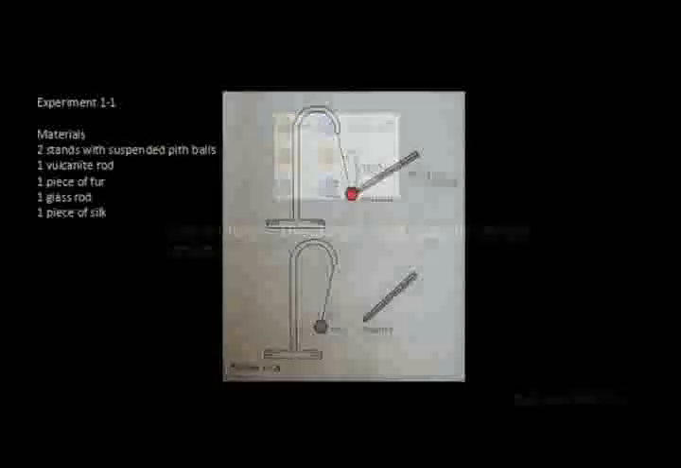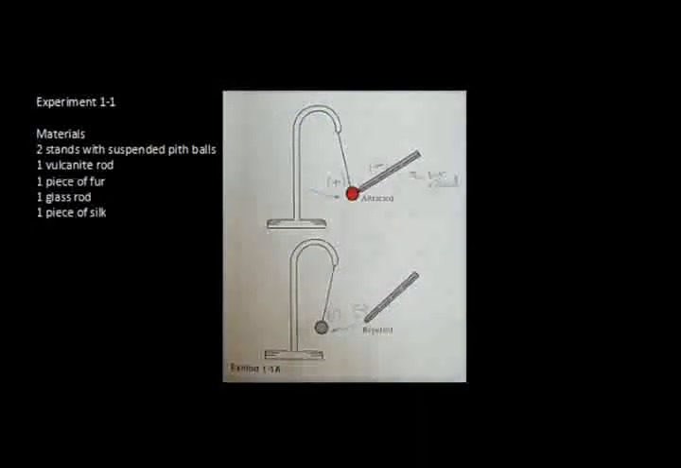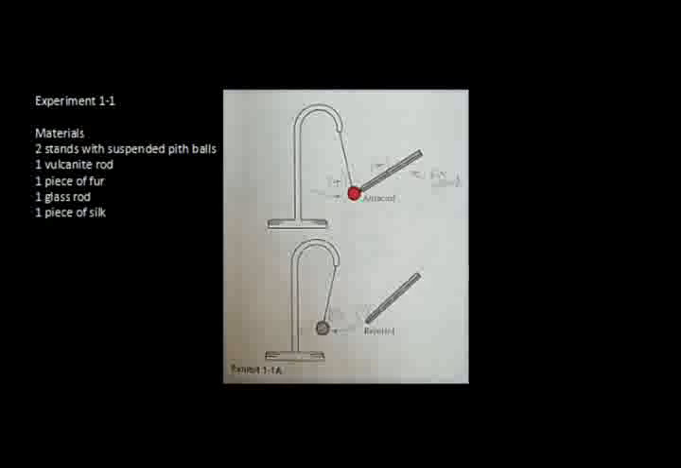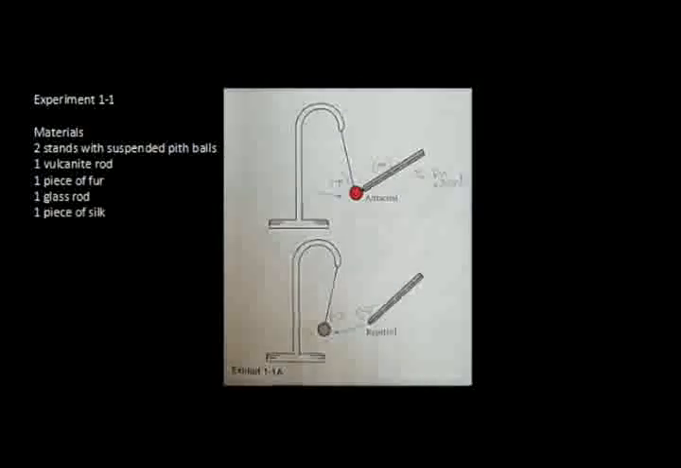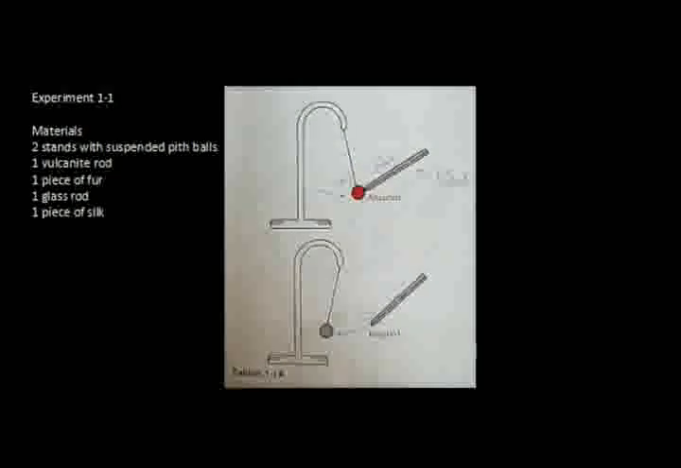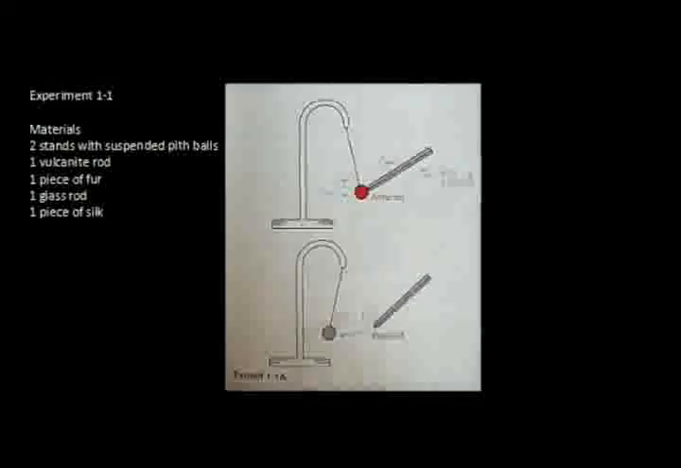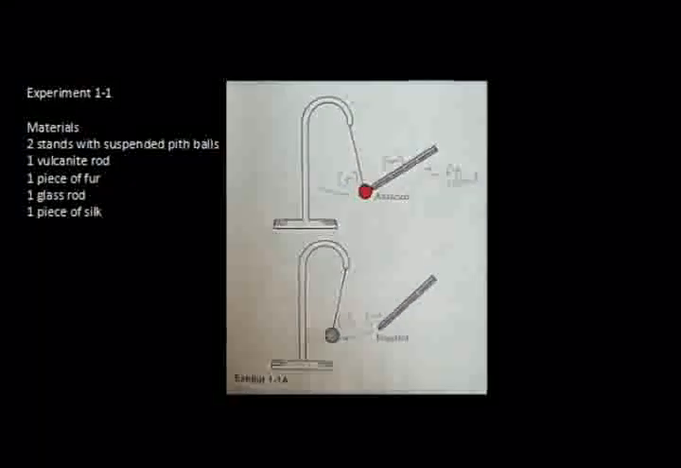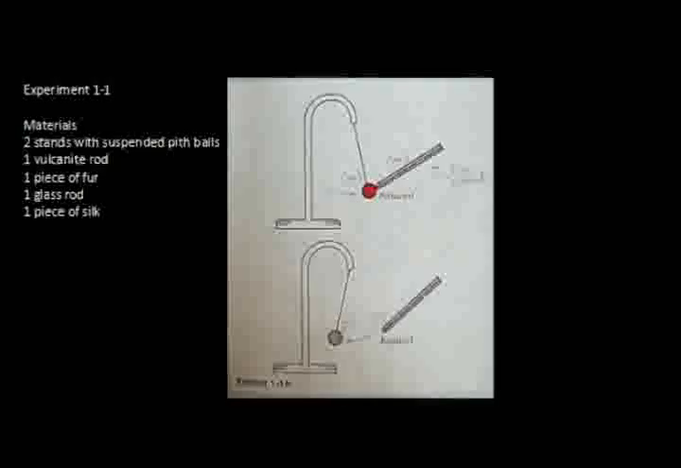Experiment 1-1, demonstrating the law of charges. These tests demonstrate the law of charges. The materials needed are 2 strands of suspended pith balls, 1 vulcanite rod, 1 piece of fur, 1 glass rod, and 1 piece of silk. Step 1 is to negatively charge the vulcanite rod with the piece of fur.